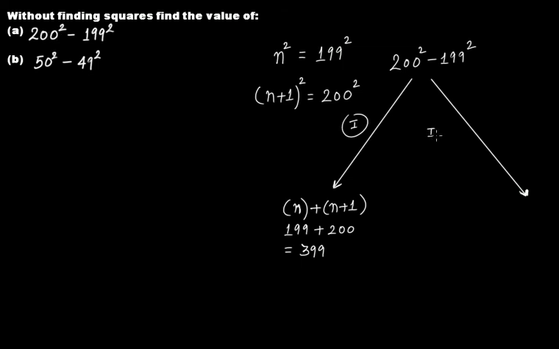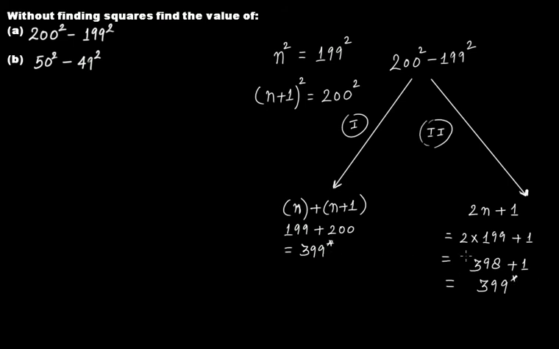And the second way, or the property we discussed, is that the difference between these two consecutive perfect squares can be given by 2n plus 1. In this case n is 199. So 2 times 199 plus 1. 2 times 199 is 398, plus 1. This gives you 399. These two values are the same, right?